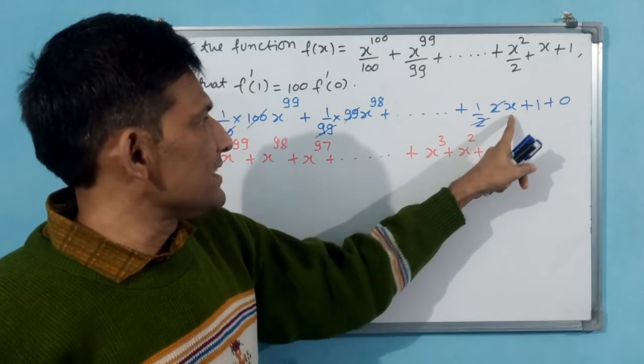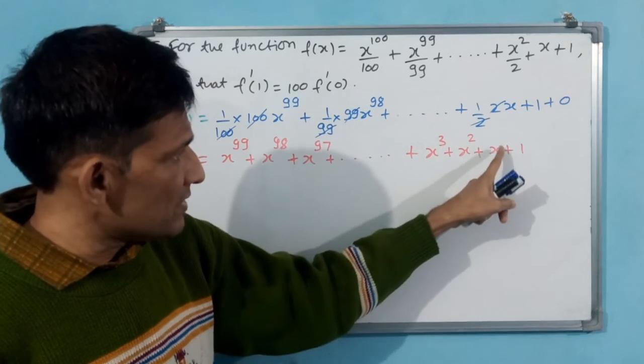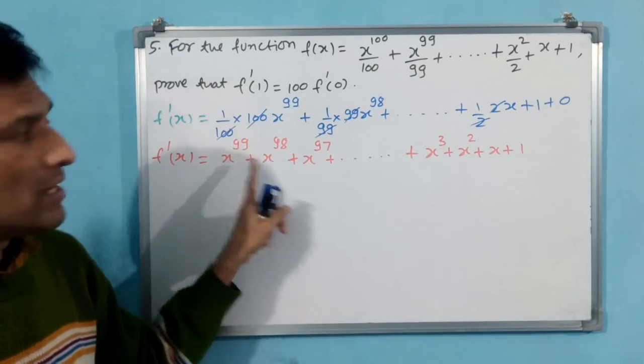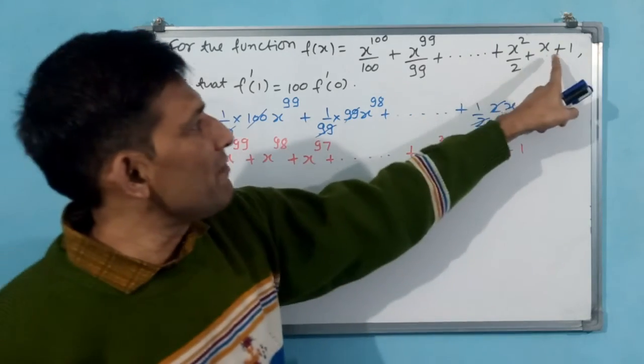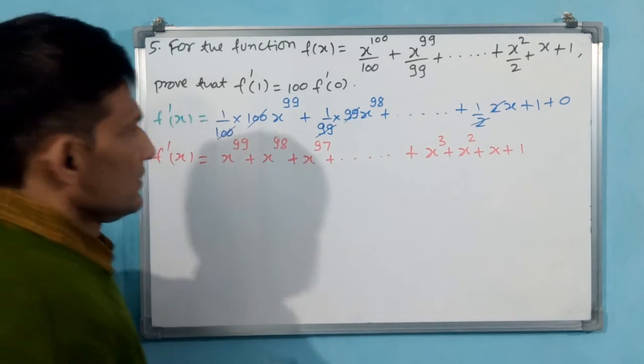See, 1 and x is there, but 2 is not written. The 2, 3 like this. That means x power 1, x power 2, x power 3 like that, it goes on up to 99, plus 1. That you keep in your mind. Why? Because 1 has come from x. Okay?